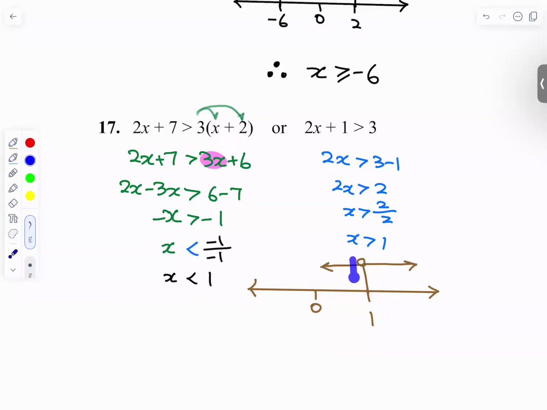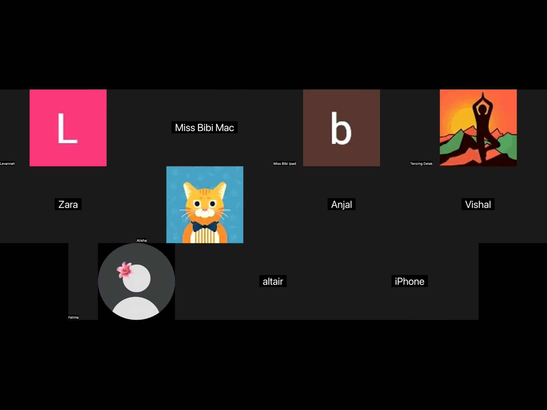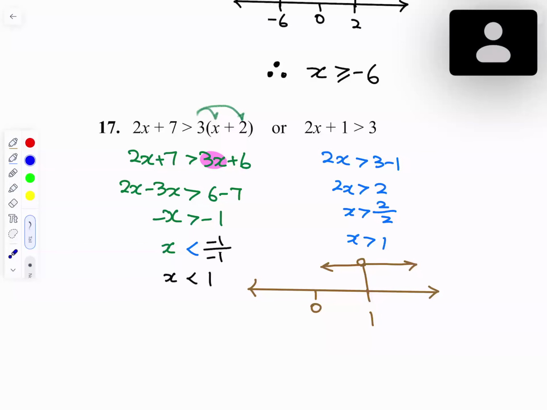But how about here, this 1? Is 1 an answer? No, because there's no equal sign on 1. So 1 itself is not included. Everything else is included, but 1. Yes, so everything is included, but the 1 itself is not because there's no equal sign on the 1.